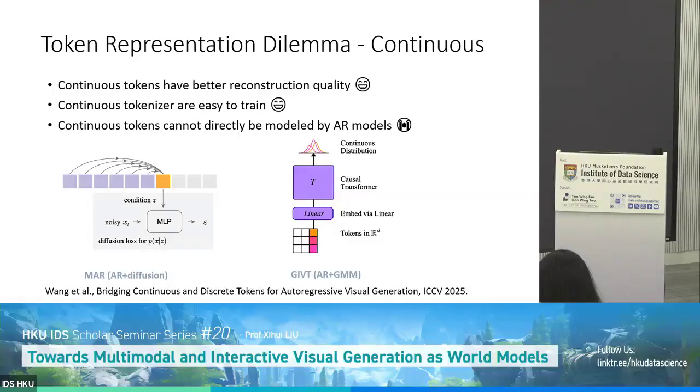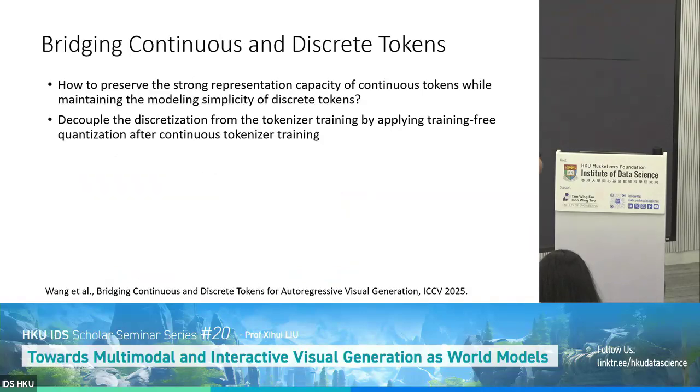And adding this diffusion head or Gaussian mixture is difficult to train stably for an autoregressive model. So in this work, we investigate how to preserve the strong representation capacity of the continuous tokens, and at the same time maintain the modeling simplicity of discrete tokens. So our approach is that we want to decouple the discretization from the tokenizer training.